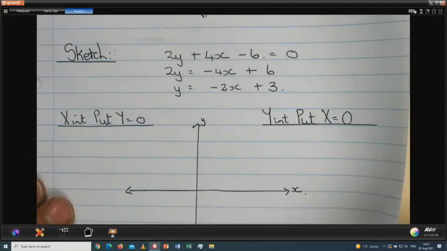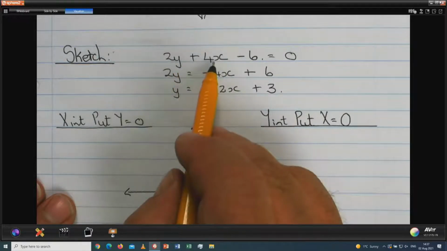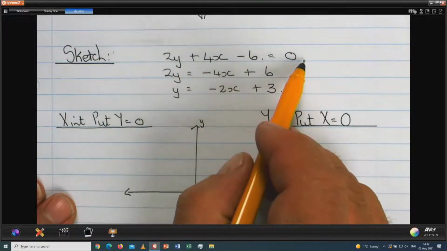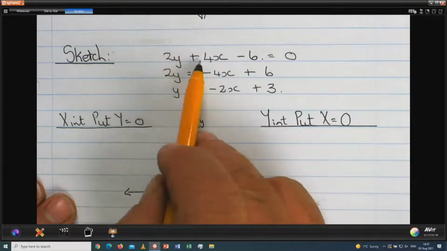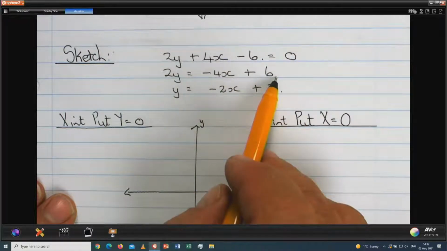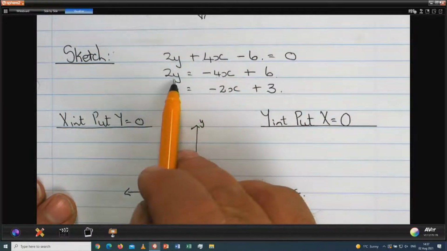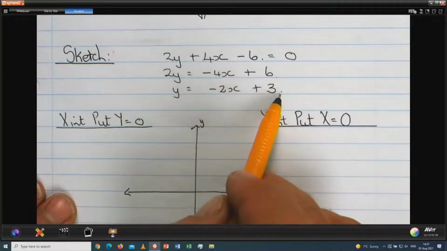If we have to sketch the following graph, 2y plus 4x -6 equal to 0, I'm going to make y the subject of the formula. So we keep 2y here, we take 4x across, becomes -4x, we take -6 across, becomes +6. And if I divide both sides by -2, then y is equal to -2x plus 3.